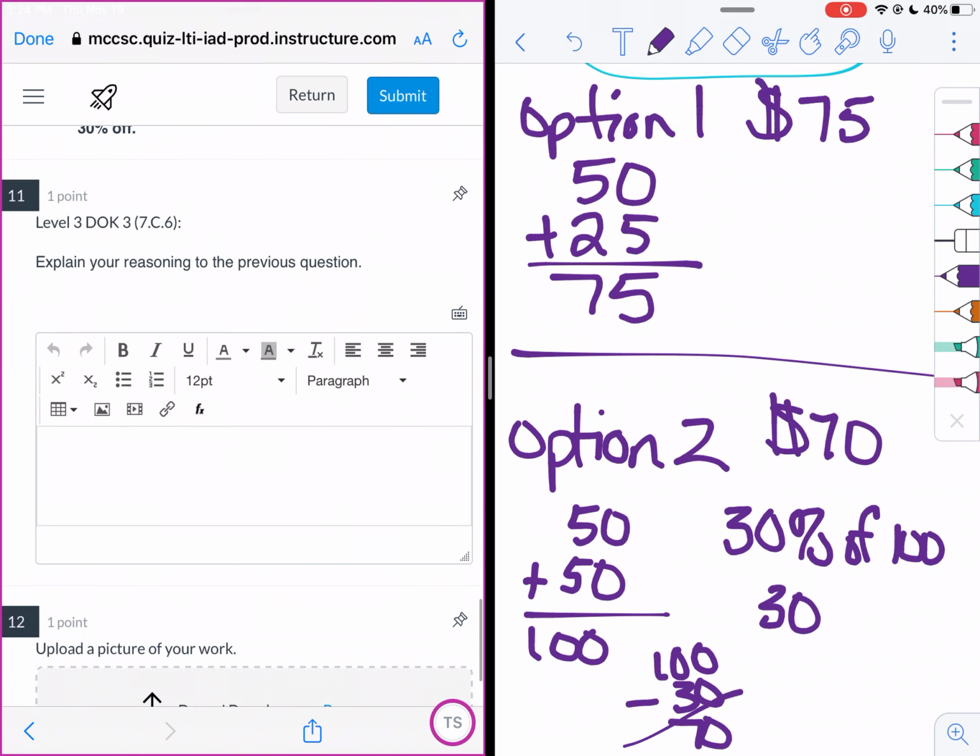So then on number 11 there, you're just explaining what we did. Well, option 1, we did 50 and added the 25 to it for a total of 75, because 25 is half of 50. Option 2, well, we added the cost of the 2 pairs of jeans, which would be 50 plus 50, which would be 100. Then found that 30% off of 100 would take $30 off, which would then leave us with a total of 70. And 70 is less than 75, so option 2 is definitely the better buy.